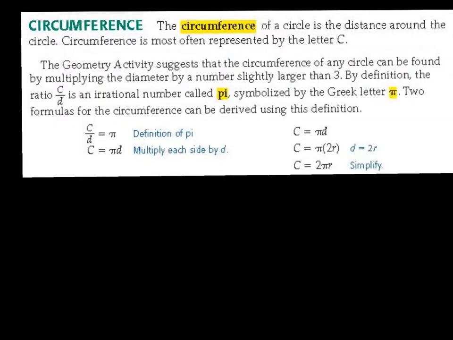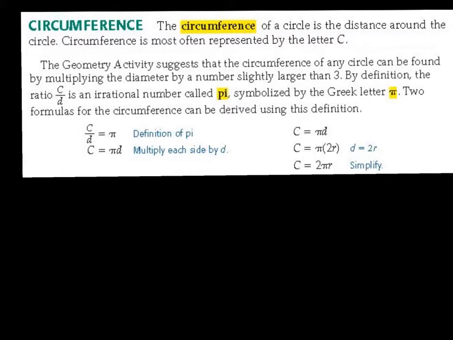The circumference of a circle is the distance around the circle. Circumference is most often represented by the letter capital C. By definition, the ratio C over D is an irrational number called pi, symbolized by the Greek letter pi. Two formulas for circumference can be derived using this definition.